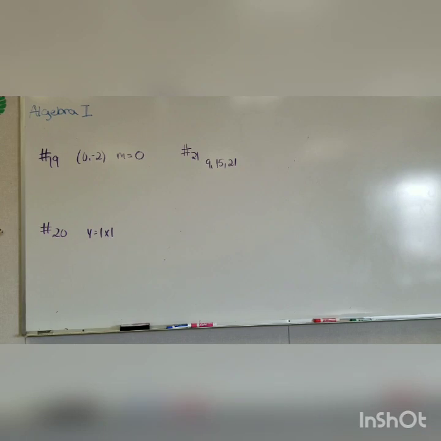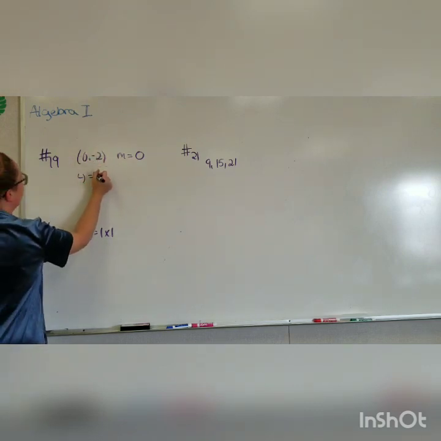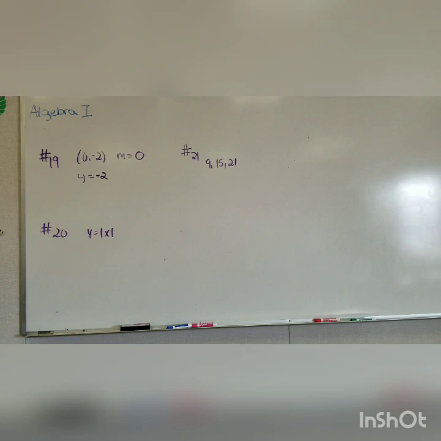All right, problem number 19. They ask, what is the equation of a line that passes through (0, -2) and has a slope of 0? Okay, so a slope of 0 tells us it's automatically a horizontal line. All right? Horizontal lines are y lines. So all that you have to say is that y equals whatever the y point is, which in this case is -2.